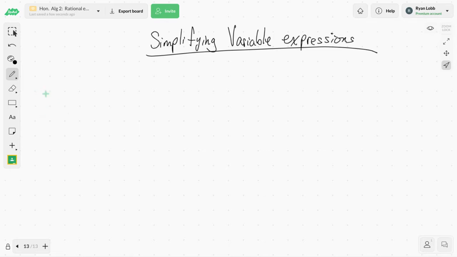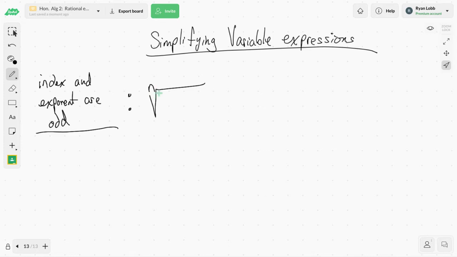The first is if your index and exponent are odd. So that will look something along the lines of the nth root of x to the n. When they're both odd, then the nth root of x to the n is just going to be x. Okay, no big deal.